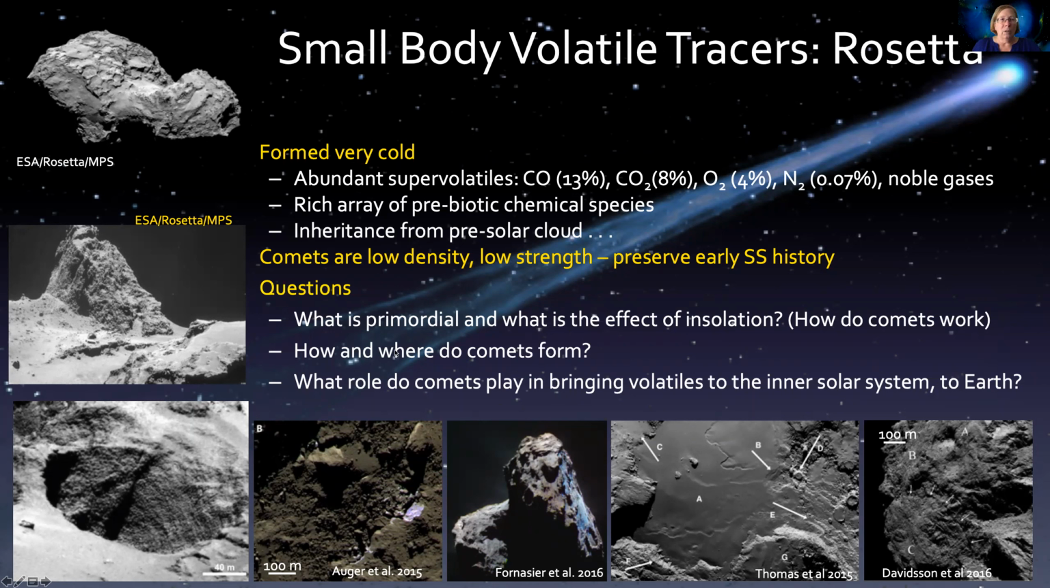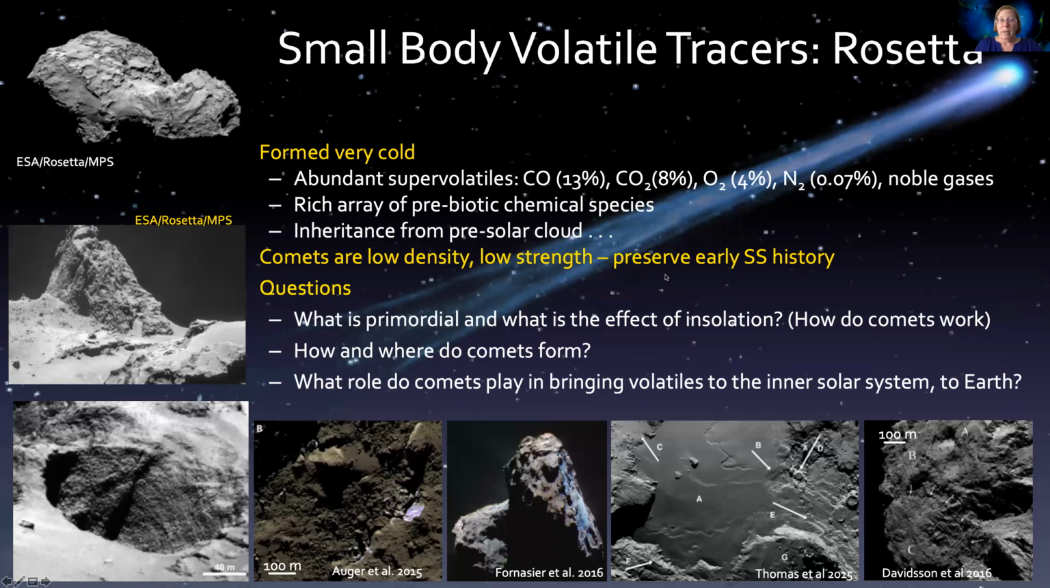Now, some of the things that were learned were confirming what had been learned from 20 to 30 years of ground-based observations, but there was a lot of new and exciting science. Abundant super volatile material. We'd never seen molecular oxygen. We'd never detected nitrogen. We'd never been able to detect noble gases. A rich array of organic compounds. So if comets did indeed deliver material to the early Earth, they would have delivered a lot of organics. And we see a lot of signatures from the protosolar cloud prior to solar system formation.